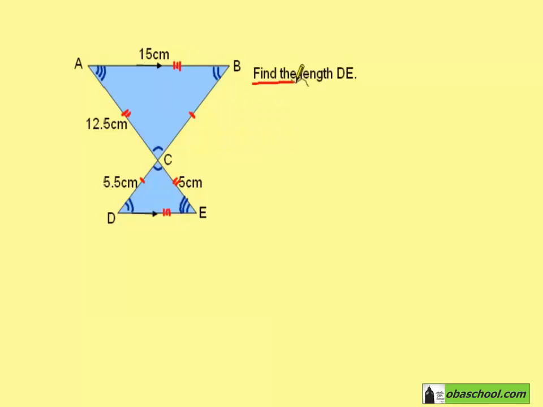We want to find the length of DE. Here is DE. AB, the side that corresponds to it in the larger triangle, has length 15 centimeters. If we consider AC, it corresponds to CE, and AC is 12.5 centimeters long, and CE is 5 centimeters long. Since we know the lengths of two corresponding sides, we can work out the scale factor of the enlargement.